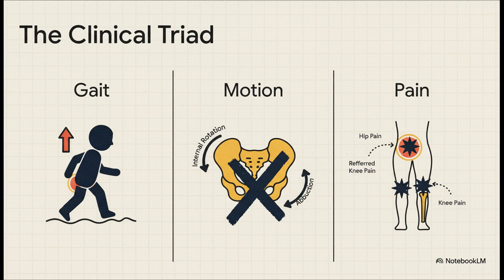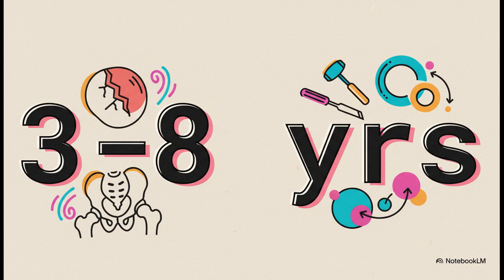And third, and this is a huge clinical pearl, so listen up, the pain is very often referred to the knee. This is a classic trap that can send you on a wild goose chase, looking for a knee problem when the real issue is in the hip all along. And this really paints the picture of our classic patient. We're talking about a young child, usually a boy, typically between the ages of 3 and 8.